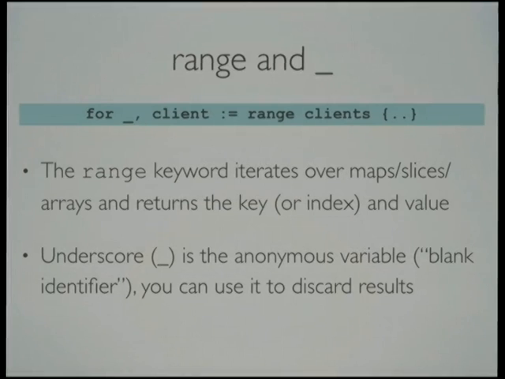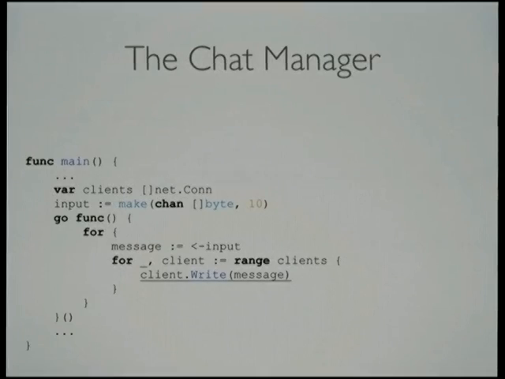So again, underscore is anonymous, or the blank identifier. It can be useful if you don't want to create a variable for something. So back to the code. We have our for loop where we iterate over the range of clients. And then this is the exact same code we had earlier where we do client.write.